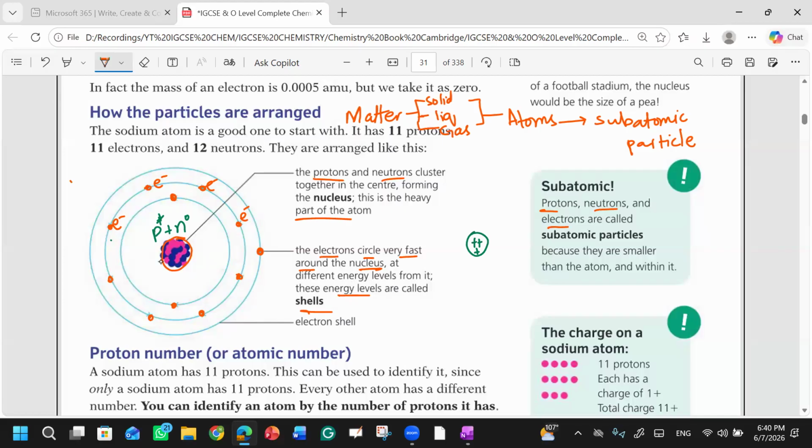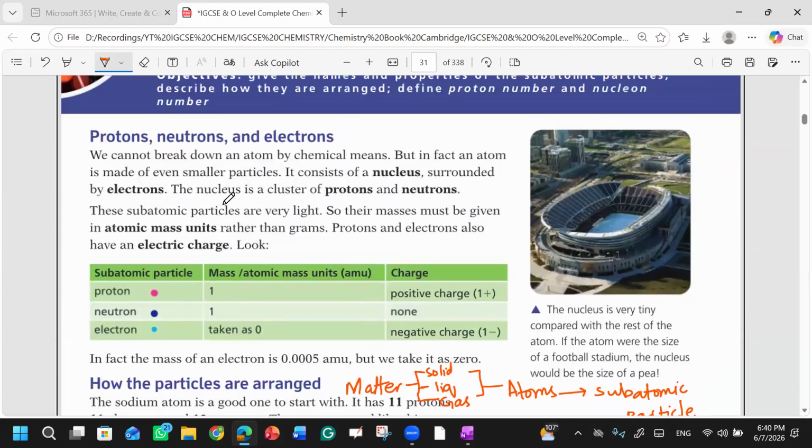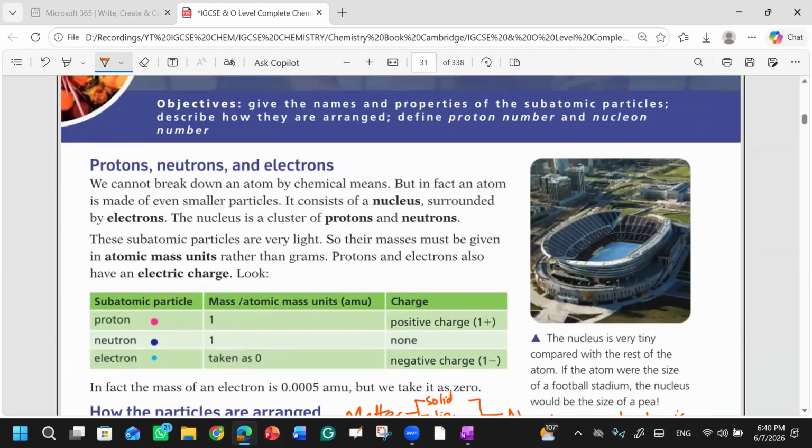Okay, now we can read from here. They have mentioned the protons, neutrons and electrons. We cannot break down an atom by chemical means. This definition we discussed in the first lecture of chapter number 2, that you cannot break an atom by any chemical means, but in fact an atom is made of even smaller particles, the subatomic particles. What are those? The electrons, the protons and neutrons, right?